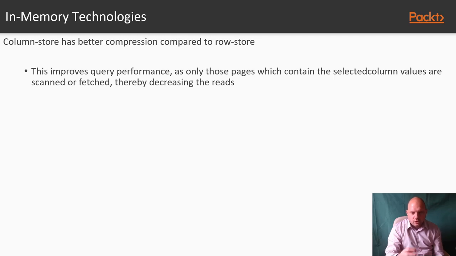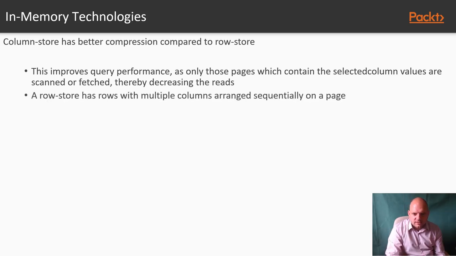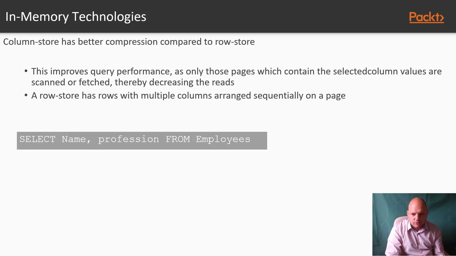This improves query performance as only those pages which contain the selected column values are scanned and fetched, therefore reducing the number of reads. Consider the following query: select name and profession from employees. This query will only touch pages with the name and profession columns if it's run against a column store. If it's run against a row store, the query will run through all the pages. This is going to significantly improve performance in a data warehouse scenario with huge tables.